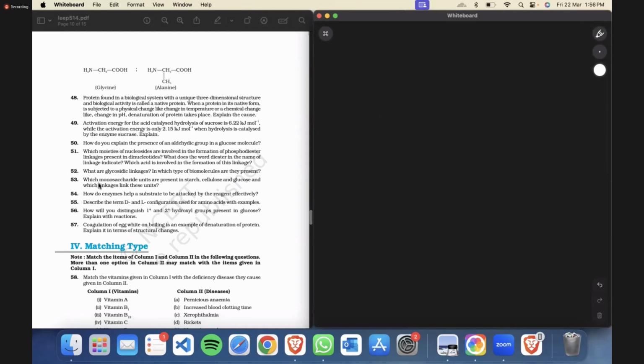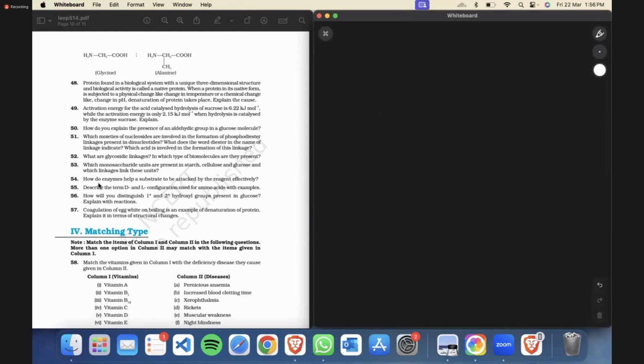Question number 52: What are glycosidic linkages? In which type of biomolecules are they present? See, two molecules of monosaccharide are joined together by an oxide linkage, which is formed by the loss of water. So such a linkage will be called a glycosidic linkage.